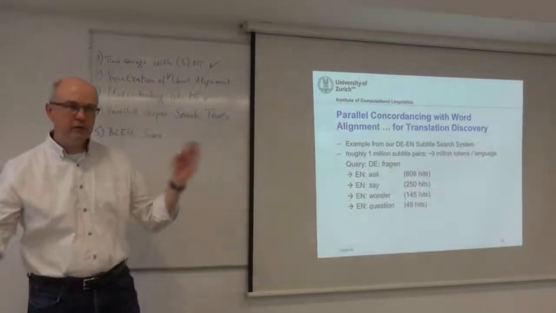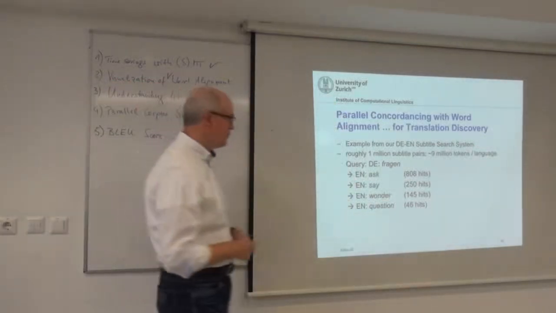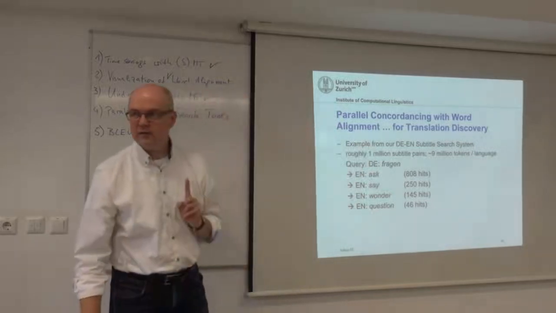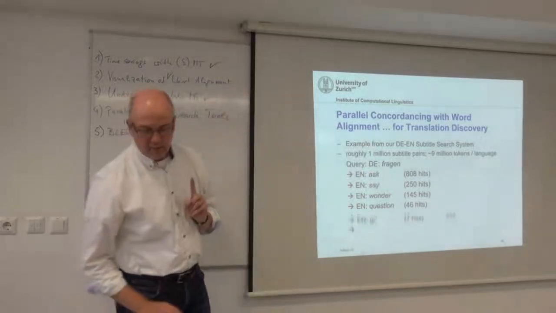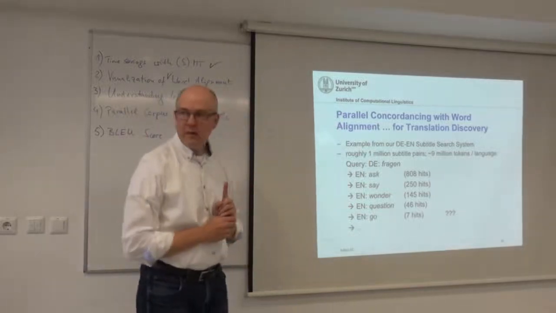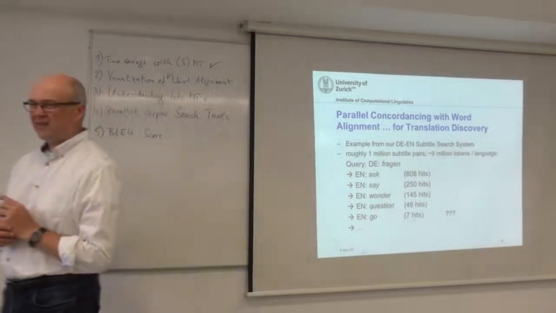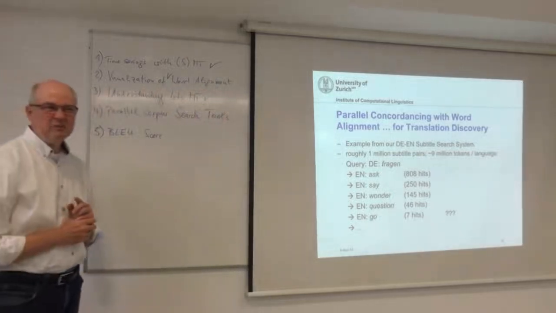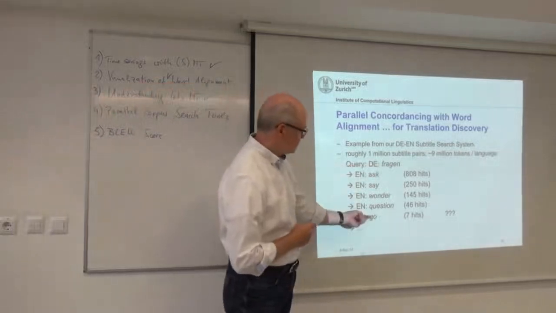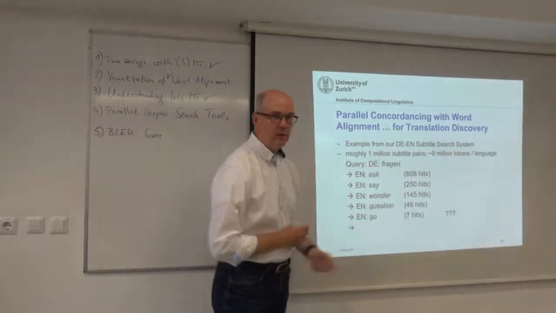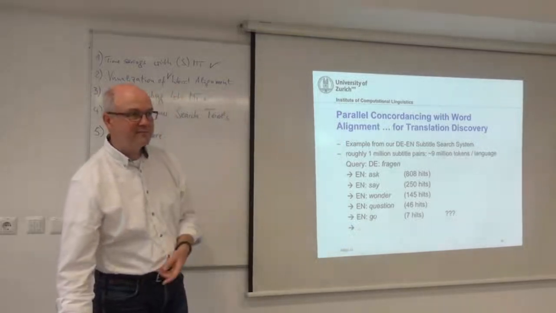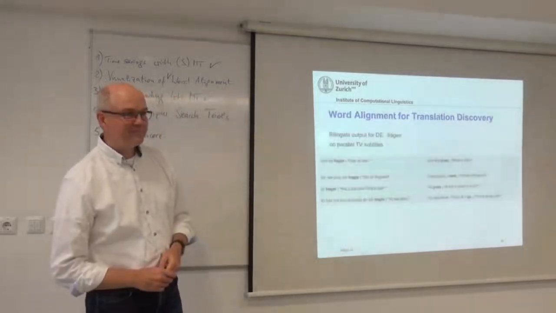Now, we all knew that these are translation options. You probably even find them in an electronic dictionary. But now comes the interesting one. Number 5 is go. And my first impression was, go, that must be an alignment mistake. How can the word Fragen have a correspondence with go in English? And then we look at the example. It does actually, in English, I would say.